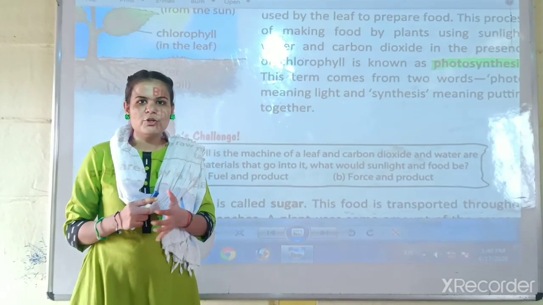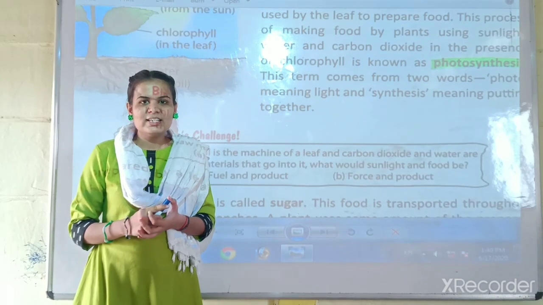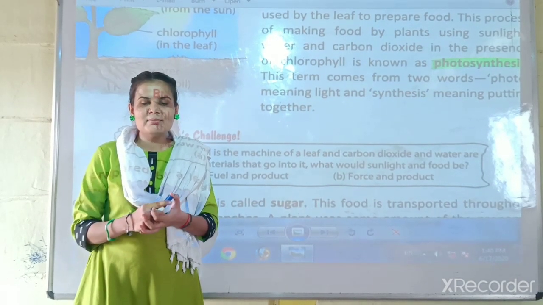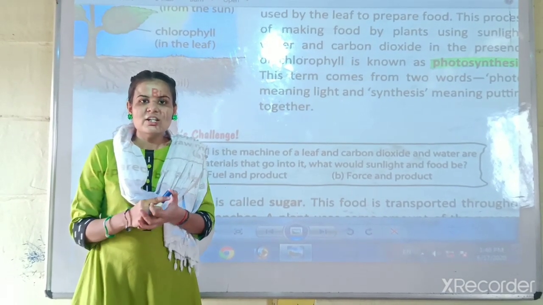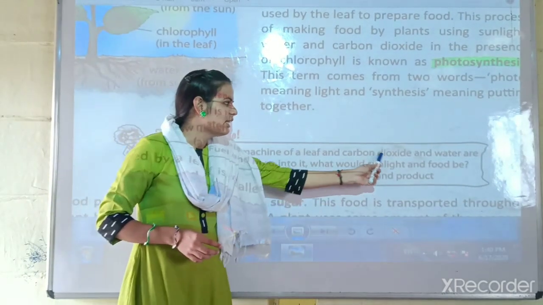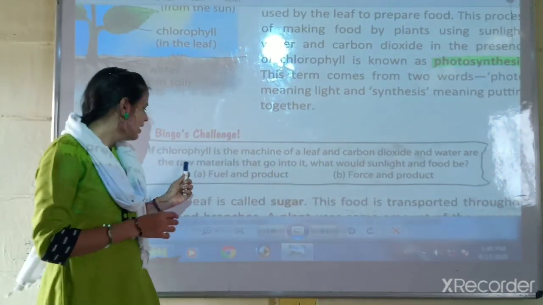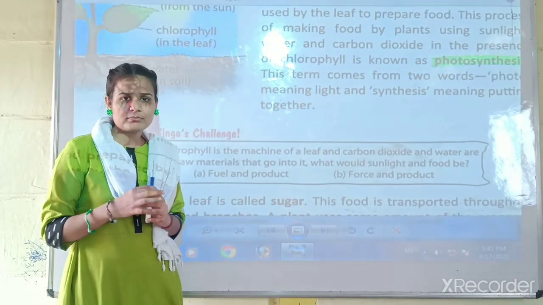First, she will gather raw materials. Okay. What will she collect? She will collect milk, sugar and some strawberries. So these are the raw materials. Like here, carbon dioxide and water are raw materials.